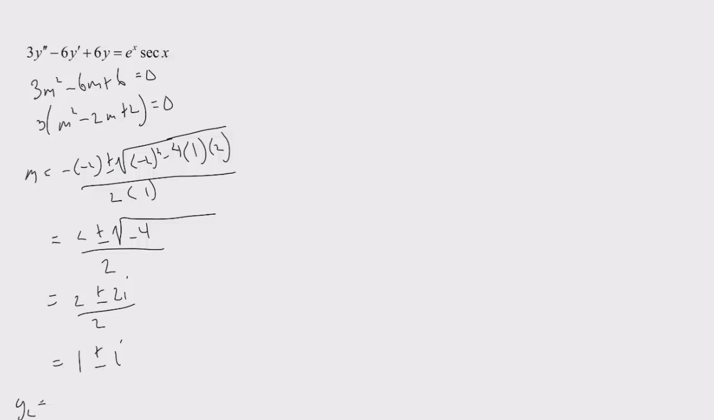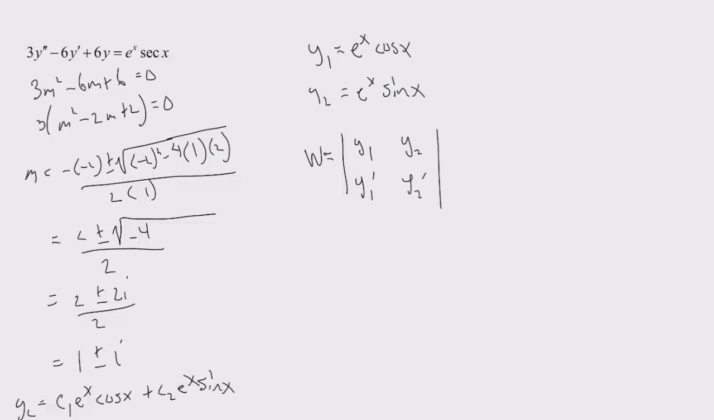C1 e to the x cosine x plus C2 e to the x sine x. Okay, and more specifically, we now have a y1, which is e to the x cosine x, and we have a y2, which is e to the x sine x. Okay, so I just kind of briefly wrote what the formula that we're modeling after is. So I want to find the Wronskian of these two, y1 and y2.